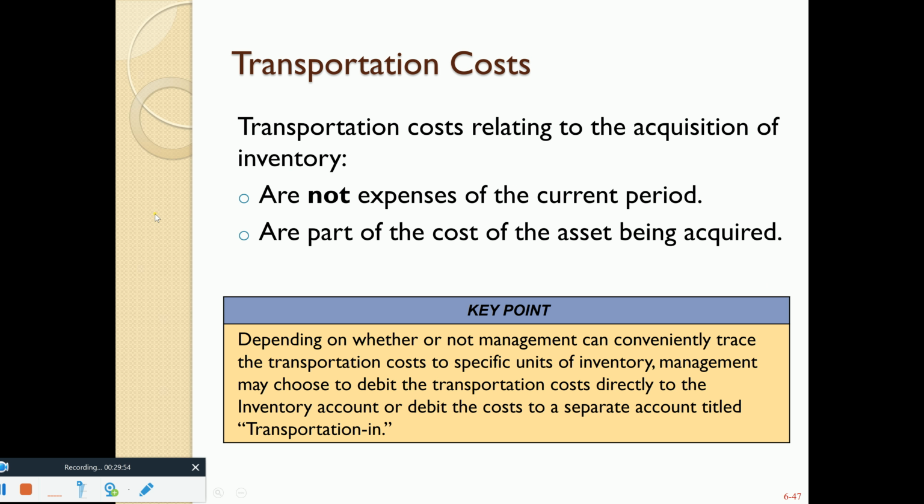Transportation costs. All right, there are two types of transportation. If the transportation cost is to get the inventory from our vendor to our location, transportation costs related to the acquisition of the inventory are actually part of the inventory cost.